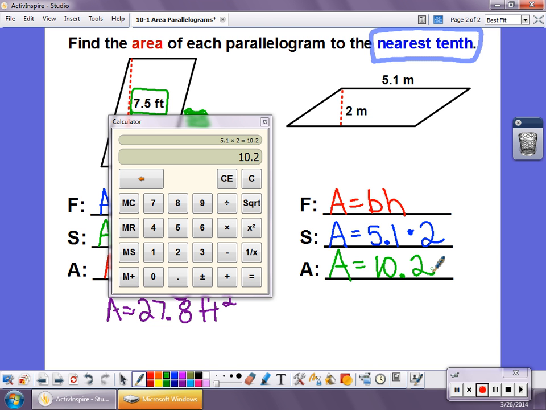Now, if it says to round to the nearest tenth, 10.2 is already to the nearest tenth, so I don't have to round it at all. So I just need to remember my label, because the label is the last part of my 4-point answer. Remember, 1 point for formula, 1 for substitution, 1 for the answer, 1 for the label. And when I get to that point, I'm finished.